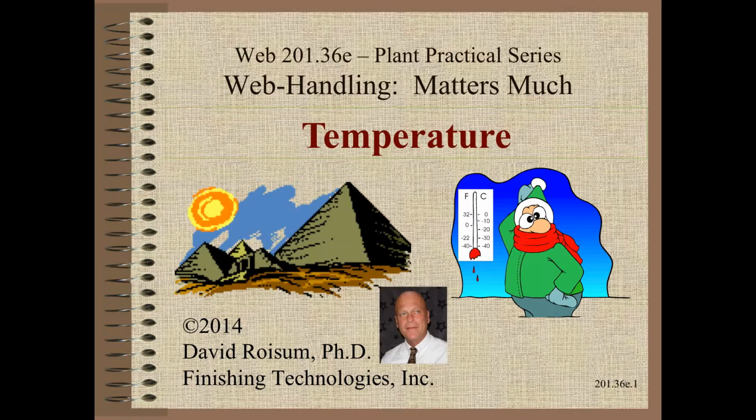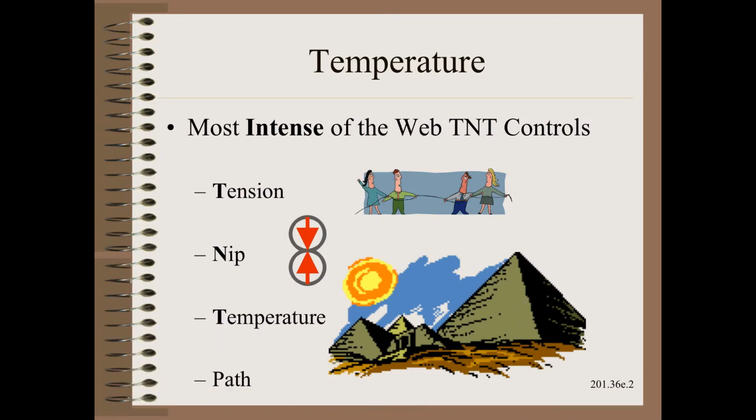We finish this mini tour of important web machine controls by talking temperature. The TNTs of web machine control include tension, nip, temperature or moisture, as well as path control. It is my opinion that in general, temperature is the most intense of the controls.